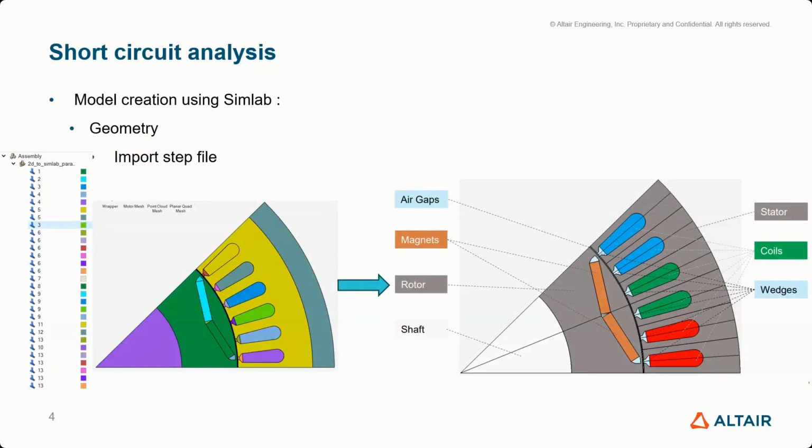The second step, when we do the import of the step, is the merge of the different parts of the motor. Like this, it will be more clear when we have the stator yoke, the rotor yoke, the magnets, the air gap, the rotating air gap, the shaft, the wedge, and the coils. This is what we can see from the second picture.